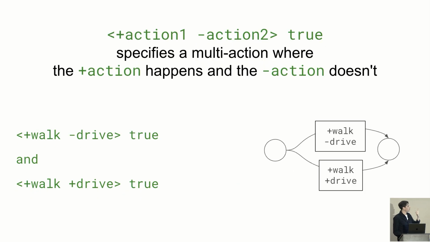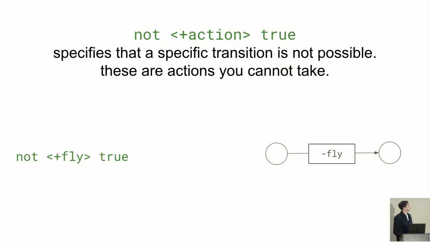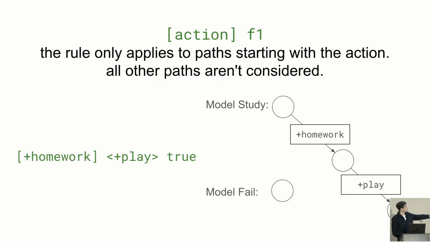So we can also negate whether something should happen. So here we have plus walk, neg drive. So this is saying that there is a transition where I can walk, but I can't drive. And then we can also use things like not. So if we wanted to write a rule that says we can't fly there, we're going to write not, and then can plus fly, true, and boom. Okay. You see on the model, though, we have this neg fly. All right. So we're going to do a couple more of these little exercises.